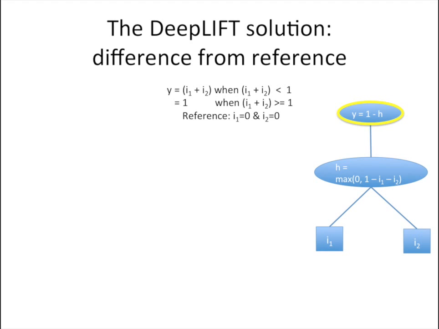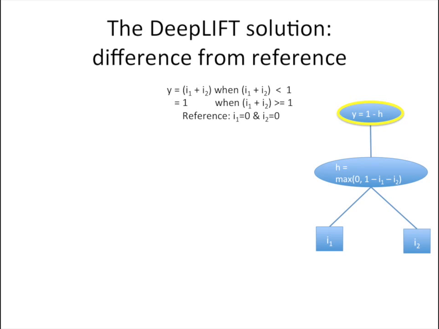How does DeepLIFT get around this? At a very high level, DeepLIFT relies on the concept of a difference from a reference activation, where the reference activation is the activation that a neuron has when presented with the reference or neutral input. And we'll talk a lot more about that when we dive into the details of DeepLIFT. But for now, assume that the reference for both I1 and I2 is 0.